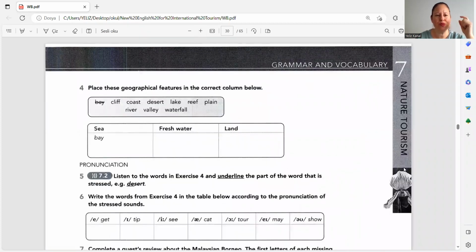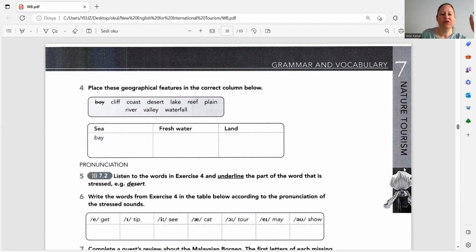Okay, now we are going to place these geographical features in the correct column below. There is sea, freshwater, and land columns, three columns, okay? Three categories. And the geographical features in the box are bay, cliff, coast, desert, lake, reef, plain, river, valley, and waterfall. Okay, we put bay in the sea category.